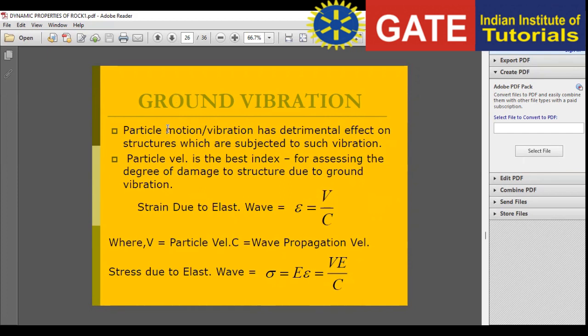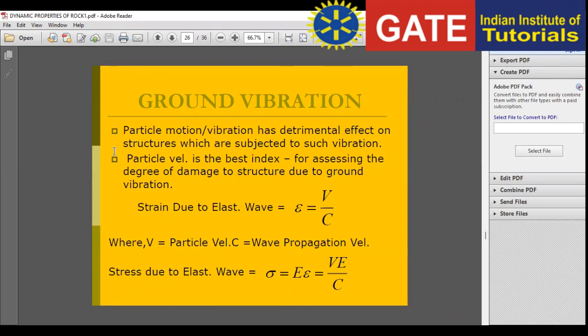Particle motion or vibration has a detrimental effect on structures subjected to such vibration, and particle velocity is the best index for assessing the degree of damage to a structure due to ground vibration. In the mining context, we find the peak particle velocity, which is the best index for assessing the degree of damage. Based on the peak particle velocity, we assess the degree of damage to the structure due to ground vibration.